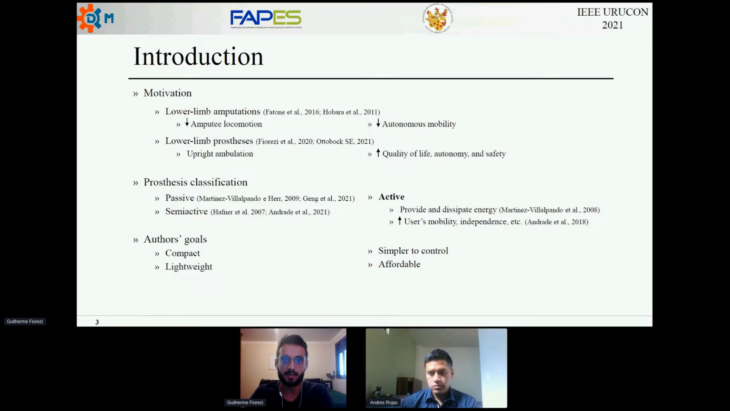But the active ones can produce and dissipate energy in a controlled way, and thus reproduce more adequately the movement of the healthy leg, improving the user's mobility, independence, autonomy, and acceptance of the prosthesis itself. So the authors in this paper had the main goal to promote the rehabilitation of transfemoral and knee articulation amputees by developing an active prosthesis that is compact, affordable, lightweight, and simpler to control than other prostheses reported.